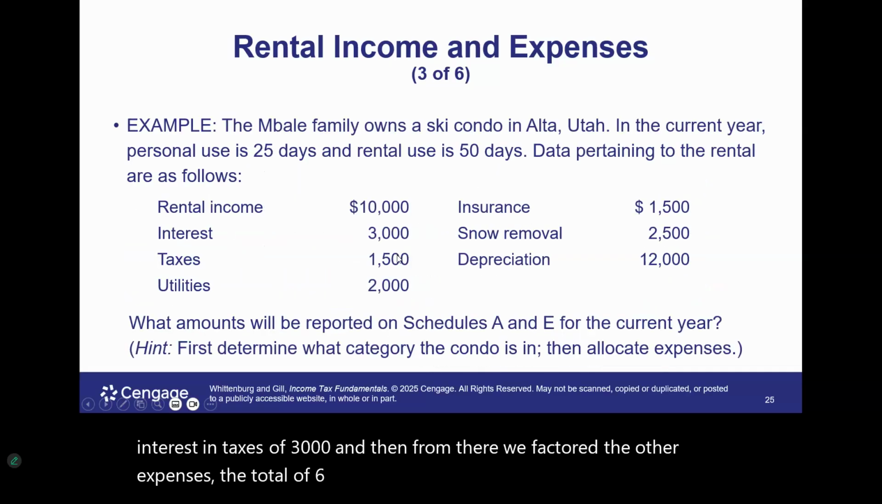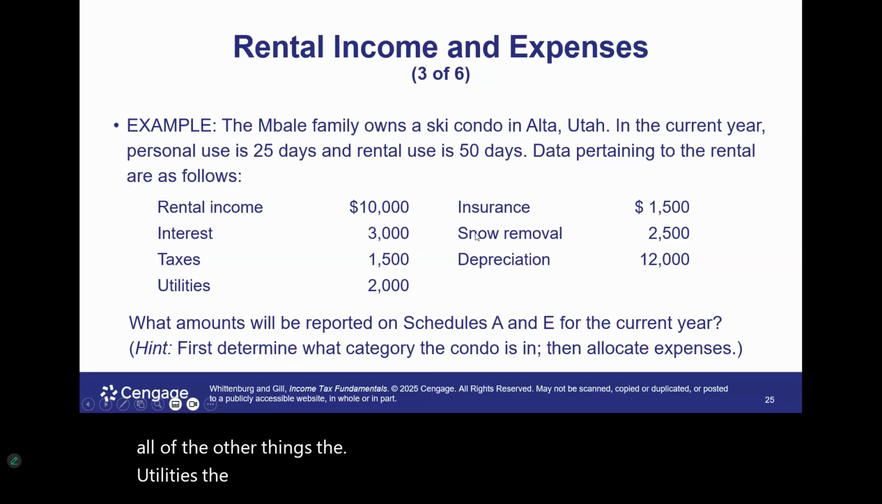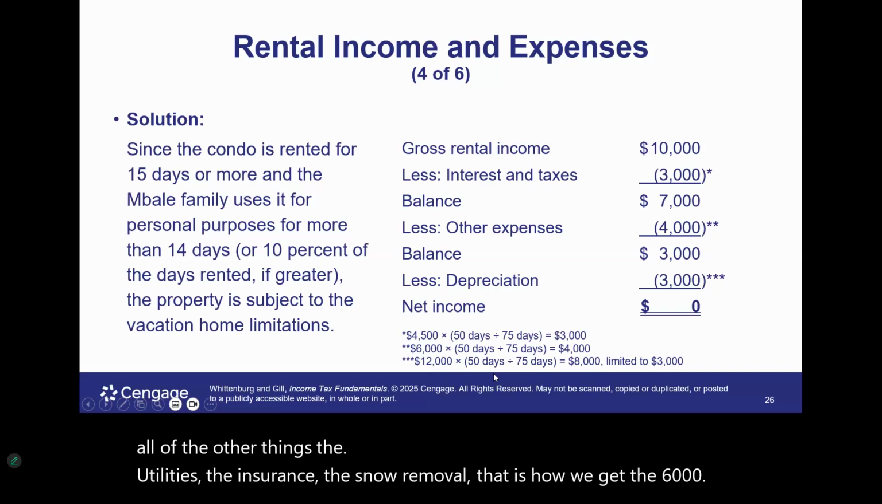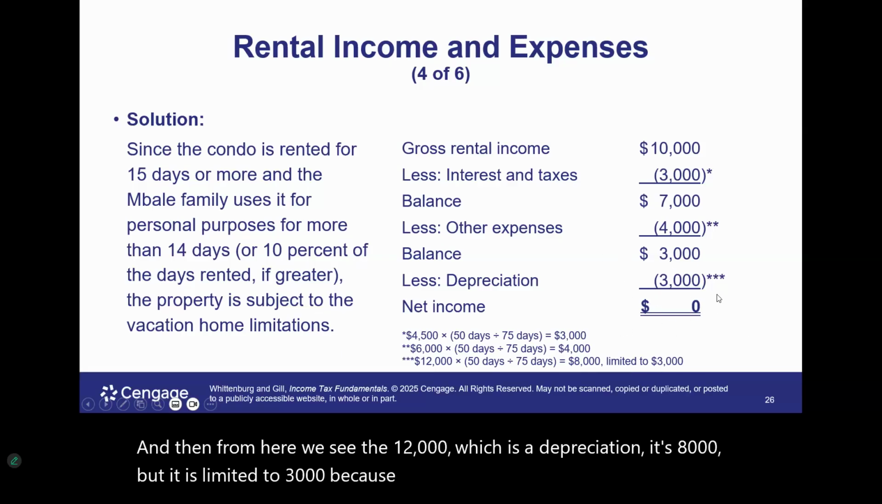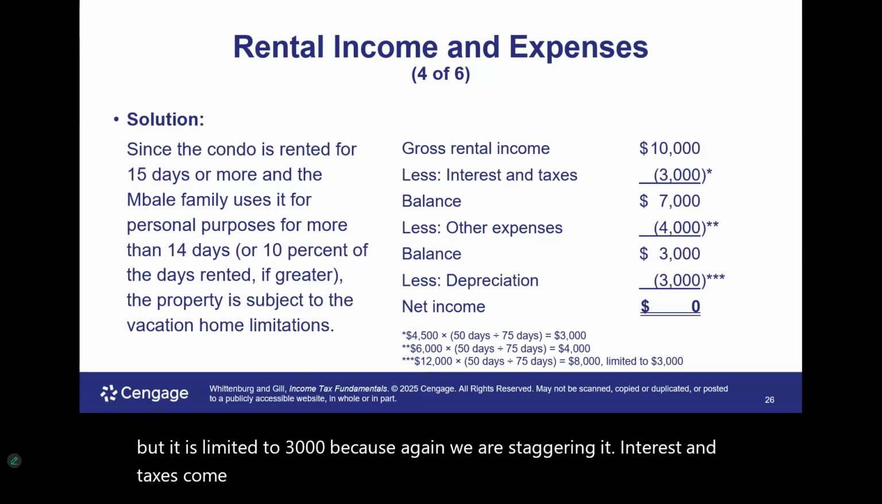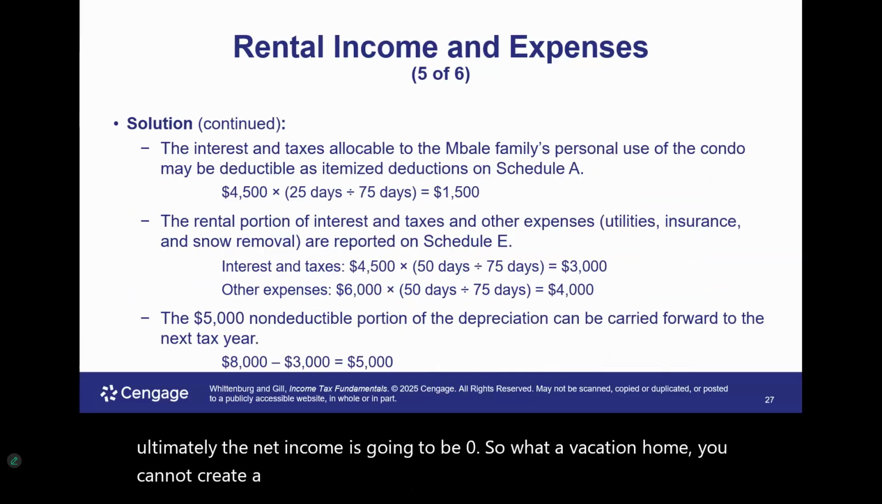So if we go back, this is where we factored in all of the other things: the utilities, the insurance, the snow removal. That is how we get the 6,000. And then from here, we see the 12,000, which is the depreciation. It's 8,000, but it is limited to 3,000 because, again, we are staggering it. Interest and taxes come first, other expenses like utilities, and then depreciation. So ultimately, the net income is going to be 0. So with a vacation home, you cannot create a loss ultimately.